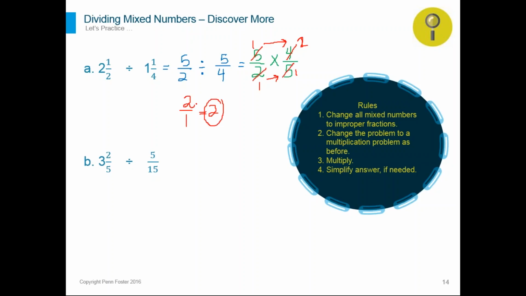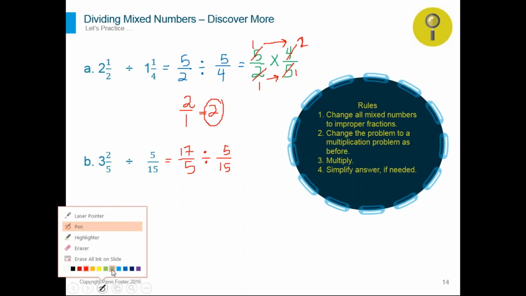Let's repeat the same thing. We have a mixed number divided by a fraction. First, change the mixed number to an improper fraction. 3 times 5 is 15 plus 2 will give you 17 on the top, and then over 5, divided by 5 over 15. Next, change the problem to a multiplication problem.